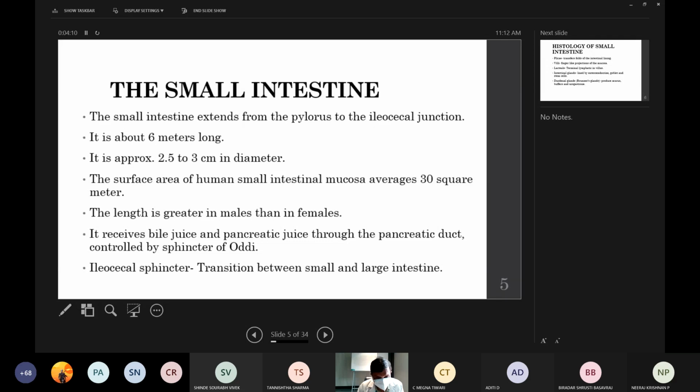The intestine receives the chyme from the stomach. It also receives the bile juice and pancreatic juice through the pancreatic duct, controlled by the sphincter of Oddi. The ileocecal sphincter marks the transition between the small and the large intestine.